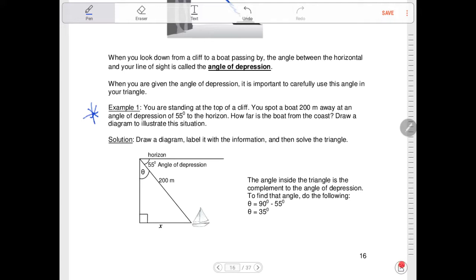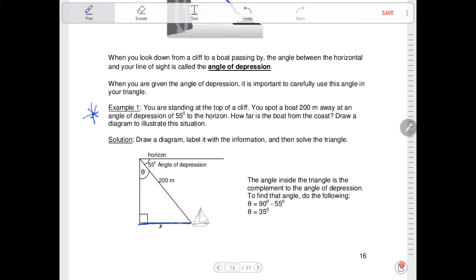You're standing on top of a cliff. You spot a boat 200 meters away at an angle of depression of 55 degrees. How far is the boat from the coast? Okay. We haven't quite got to the stage yet where we have to solve for missing lengths, but there's a crucial part here. What's about to happen is you are going to be asked to solve for distances within a triangle, and we're going to use a sine ratio.